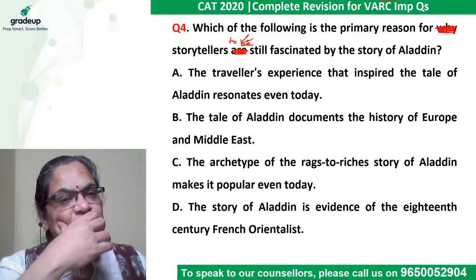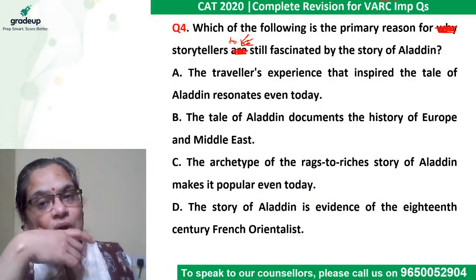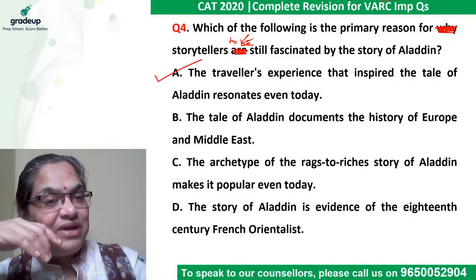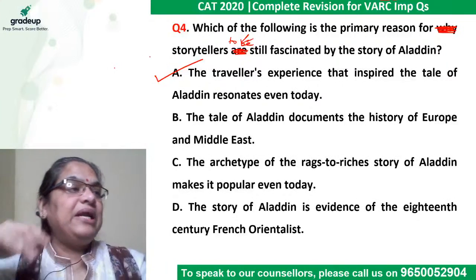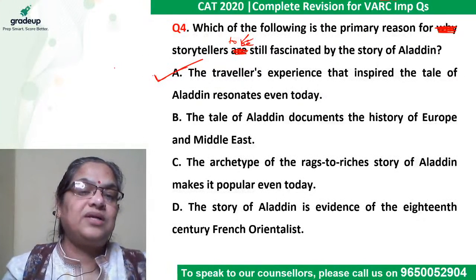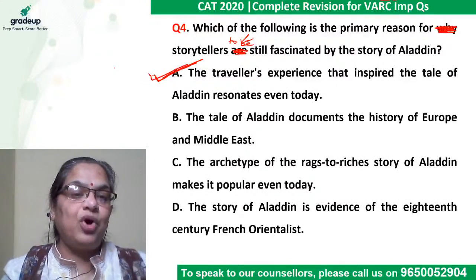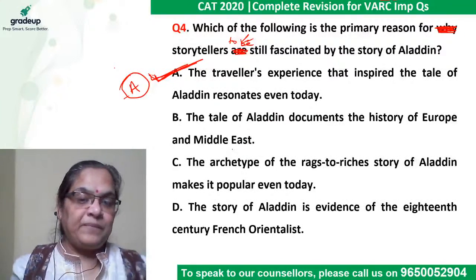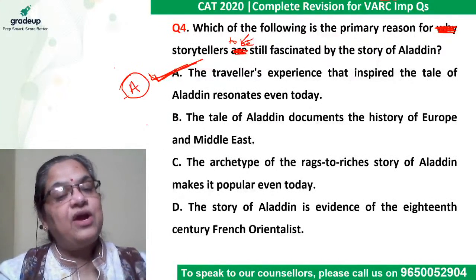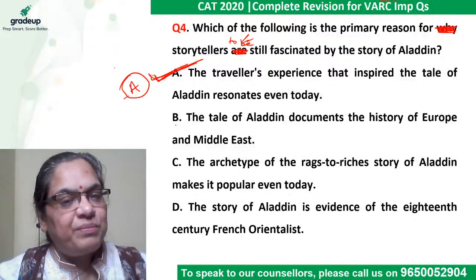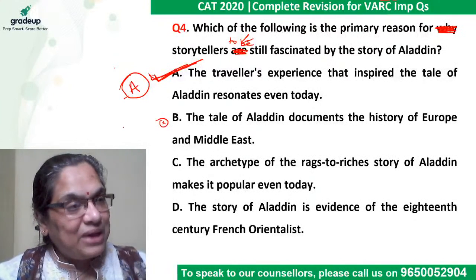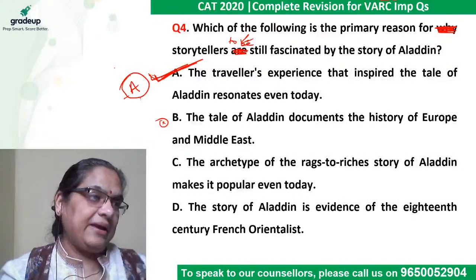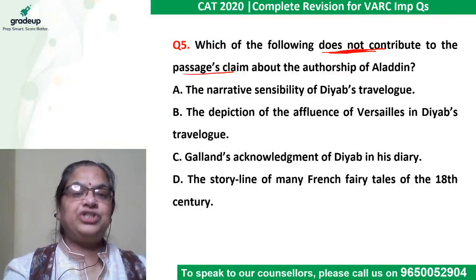So what is the answer for question 4? Many of you got it wrong. The traveler's experience. It is the travelers. The fact that they traveled from Middle East to France is what resonates with the modern reader. So the answer for 4 is A. Many of you said something about the history. Of course, it is the history of the Middle East and Europe, but also, not only is it, so but also is the main reason. A. Got it? Question 5.